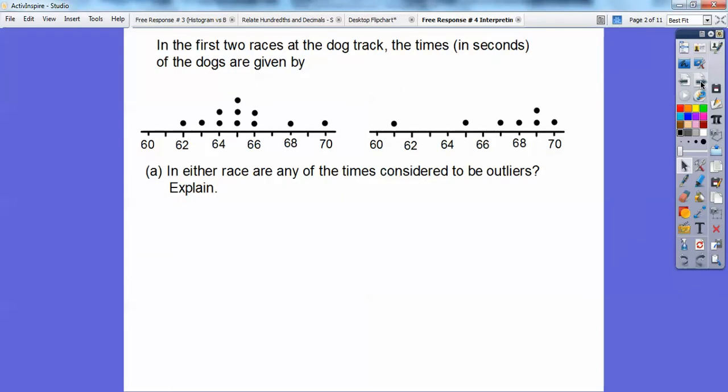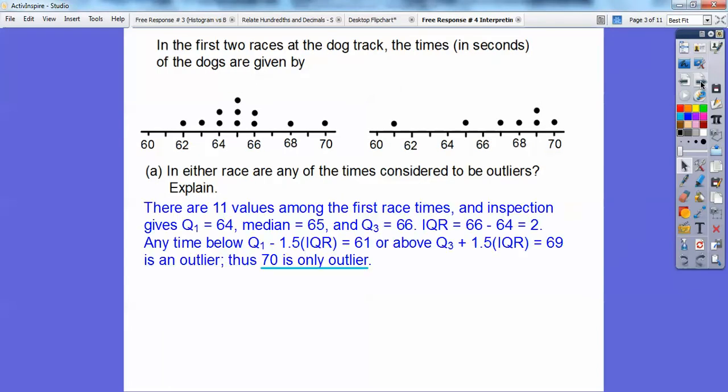In either race, are any of the times considered to be outliers? In the first race, there are 11 numbers right here. If I go to the sixth one, my median is going to be 65. My first quartile is going to be 64, and my third quartile is going to be 66. And remember how you find the median, you guys.